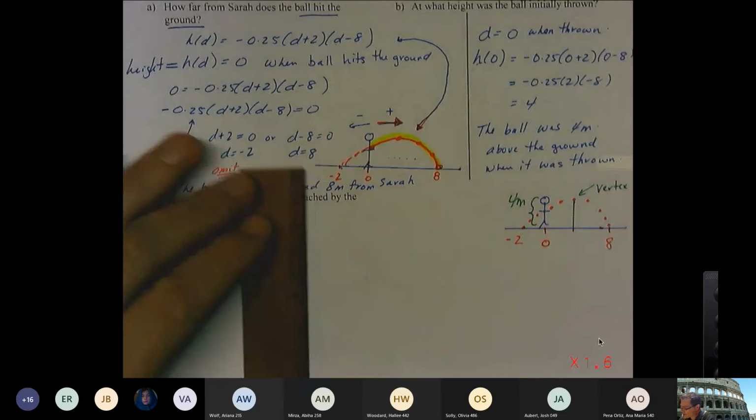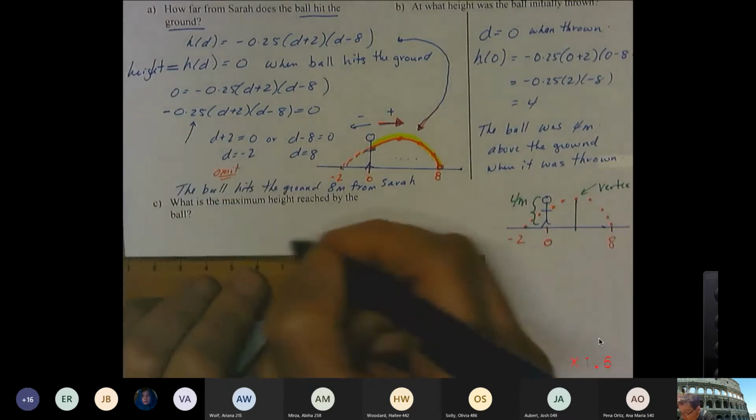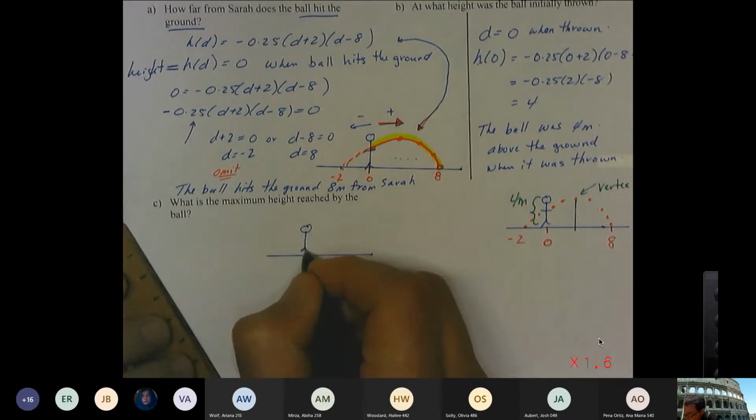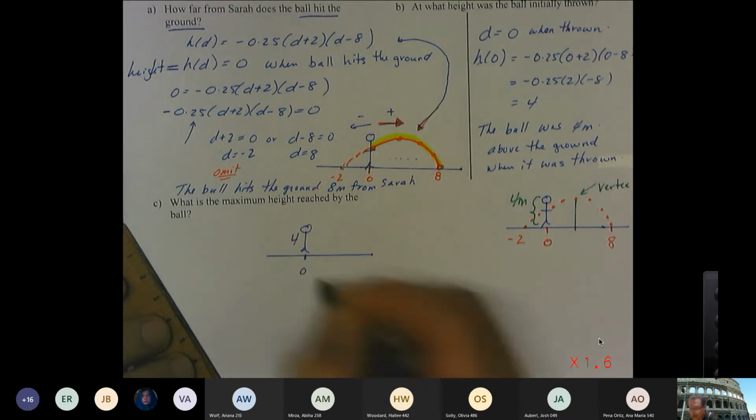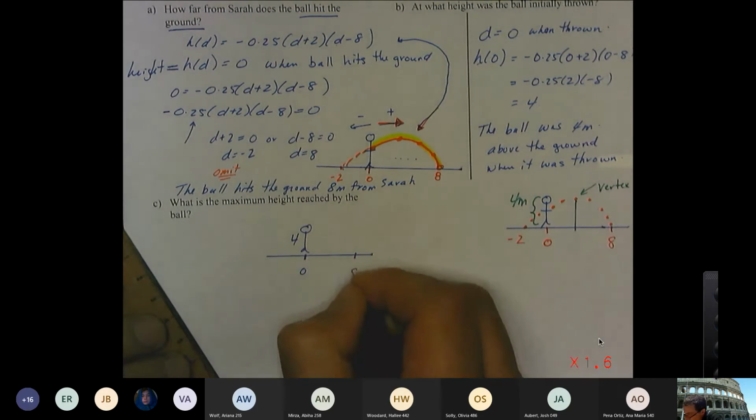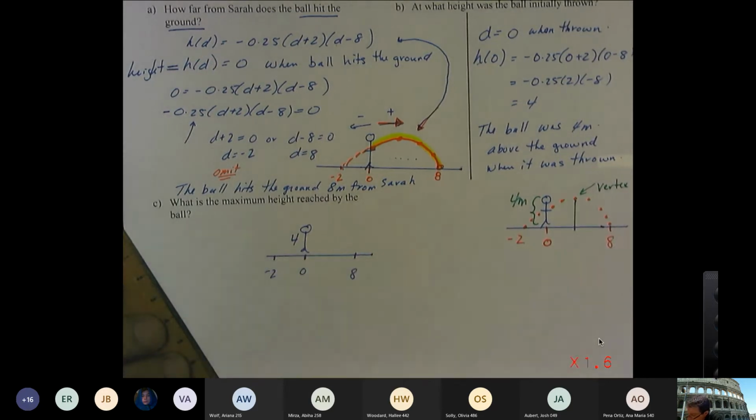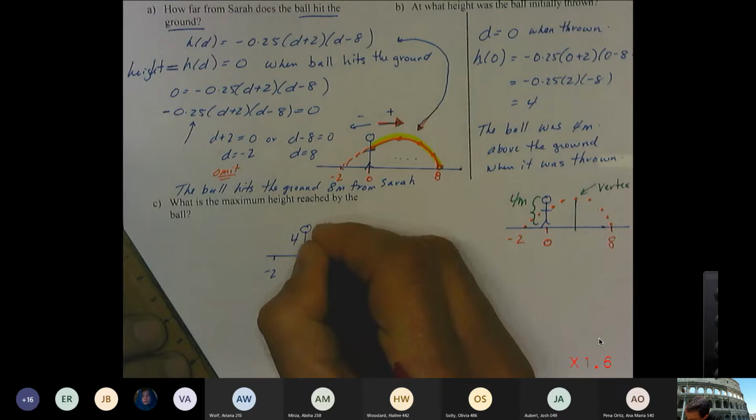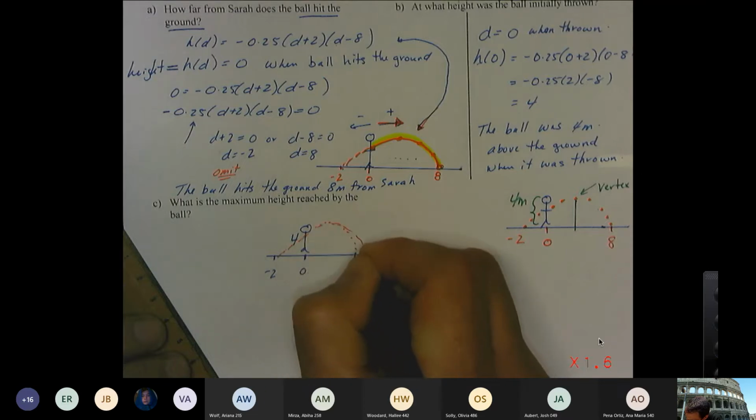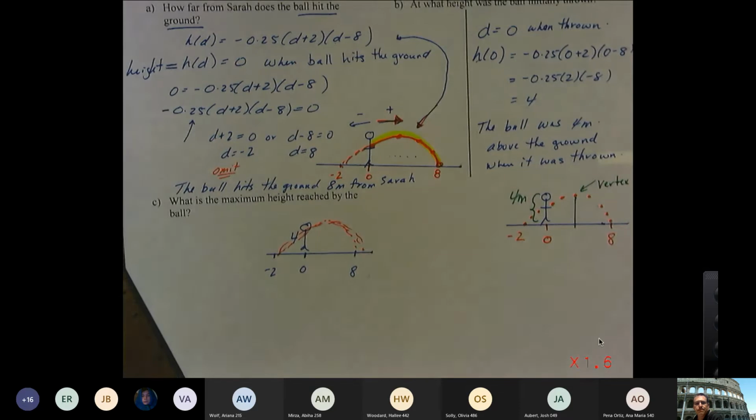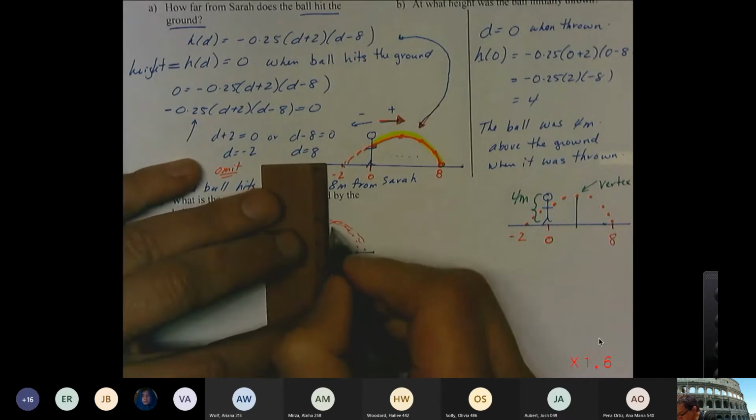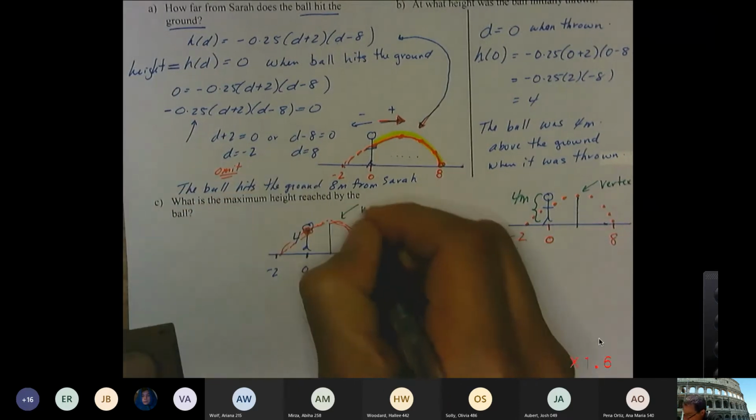So this is what we know so far. Once again, I'll draw the diagram because I think drawing the diagram helps. We got the ground. We got Sarah. We know that Sarah is 4 meters off the ground. We know that this is at distance 0. We know that this will be distance 8. We know that this will be distance negative 2 from Sarah. And we know that we got a ball that goes something like that. So it starts at 4, and we have a vertex that's happening here that we want to find.